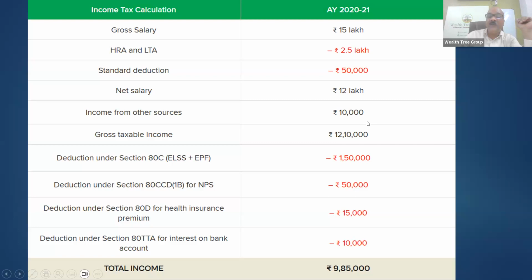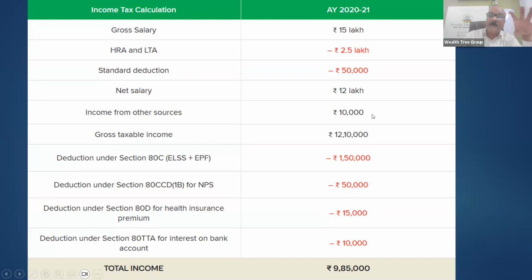Deduction under 80TTA for interest on bank account is 10,000 maximum. So if you deduct all these out of 12 lakhs 10,000, his total net taxable income is around 9,85,000. Is everybody clear about this example? First the standard deductions were deducted, and then the other income was added.